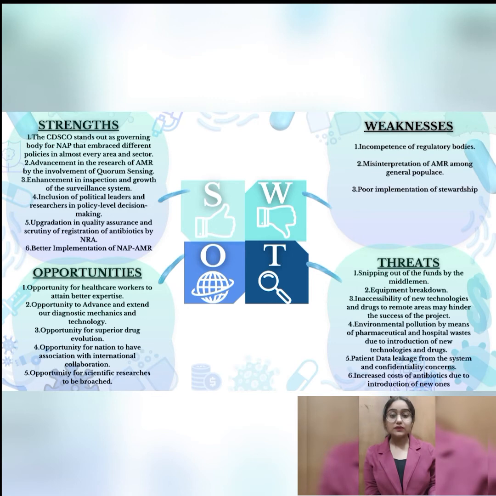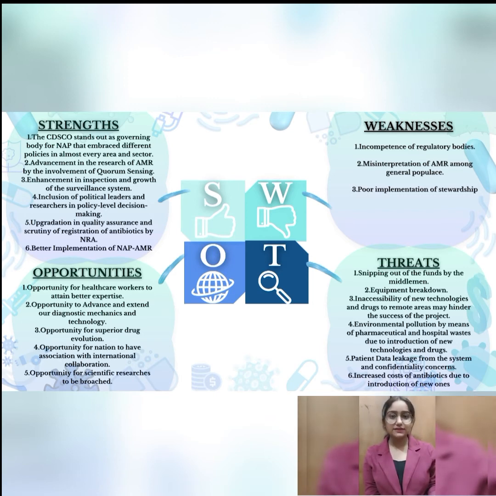Now coming on to the most intrinsic factor, that is opportunity. The outline of our proposal lays out several chances for healthcare workers to advance and extend our diagnostic mechanics and technology for superior drug evolution, for international collaboration, and opportunity for scientific researchers as well.